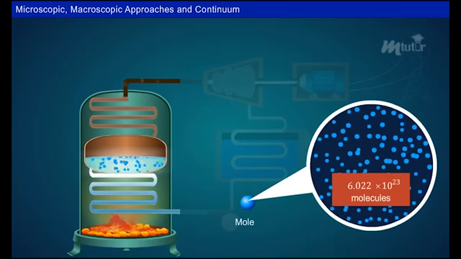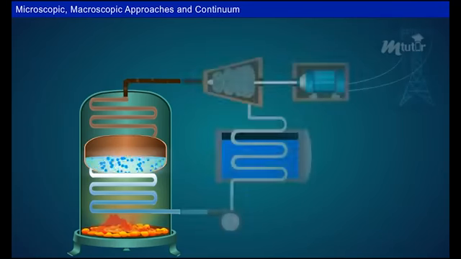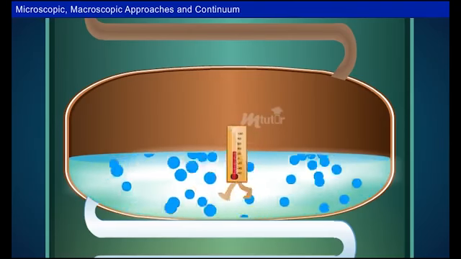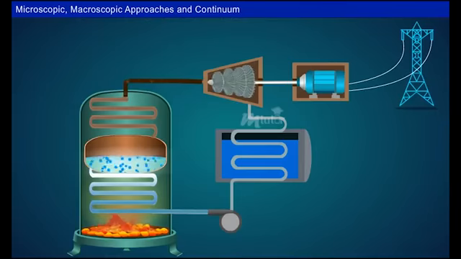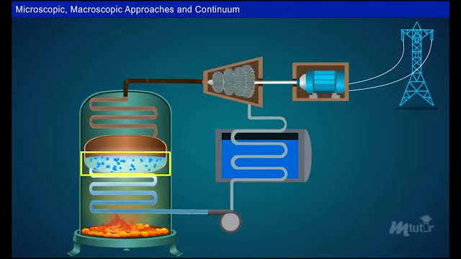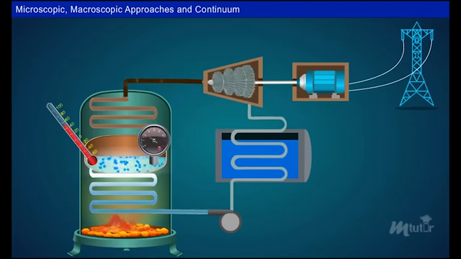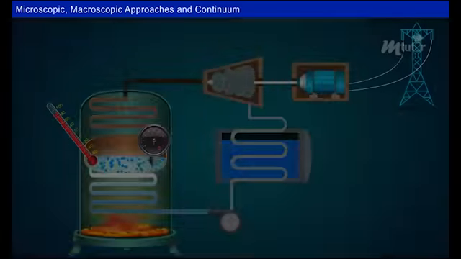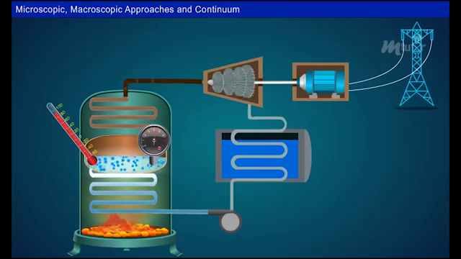It is to be noted that 1 mole will have 6.022 × 10^23 molecules. So, it is highly impossible to measure the behavior of every individual molecule. Hence, it will be convenient to study the behavior of many molecules in a matter. For example, pressure and temperature are measured easily with the help of measuring instruments. This is called macroscopic approach or classical thermodynamics.